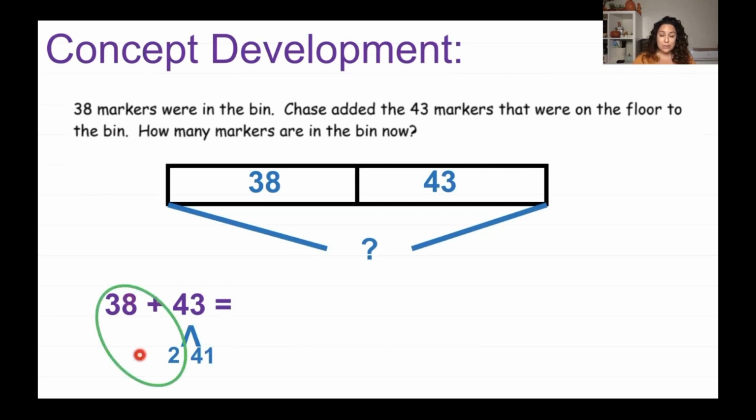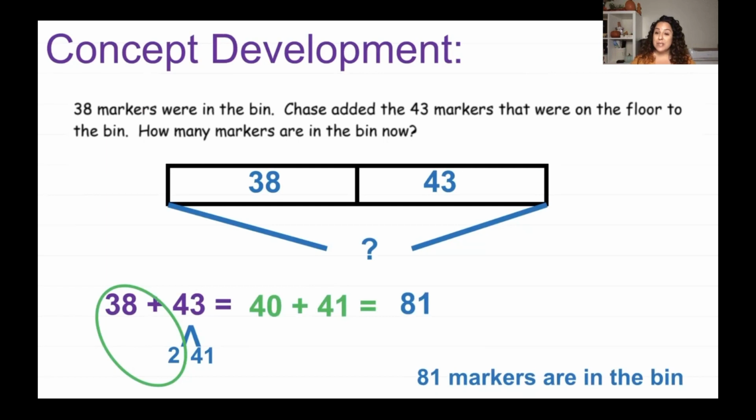My next step is to combine those two numbers. I have 38 and 2, and when I do that, I end up having a friendly number: 38, 39, 40. I end up having a 40, and then I'm left with 41. So now I have a new number sentence, and that is 40 plus 41. That's a lot easier to add in my head than 38 plus 43. But remember, it's the same answer. So 40 plus 41, well, I know 40 plus 40 is 80, and then one more is 81. Now remember that the W in RDW is to write our answer. So here's my statement: 81 markers are in the bin. And that was easy, so let's try another one.